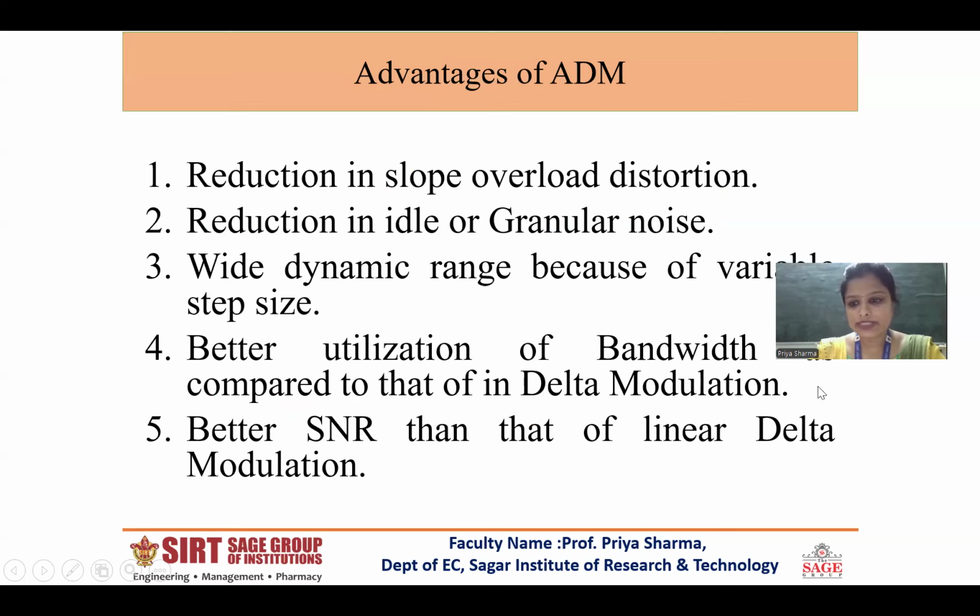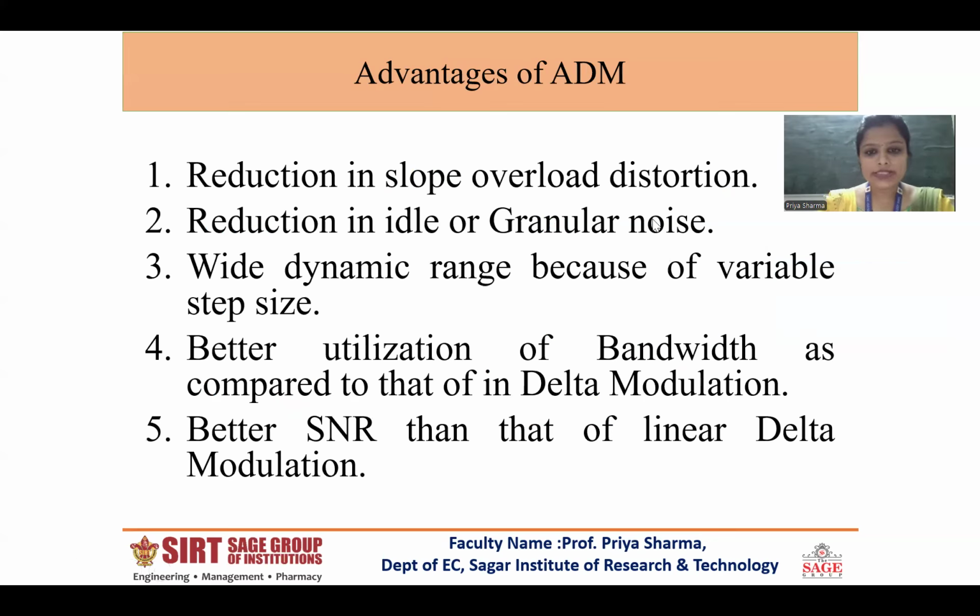Coming to the advantages: there is a reduction in slope overload distortion, as we discussed earlier. Reduction in idle or granular noise, as discussed earlier. Wide dynamic range because of variable step size. Obviously, it can increase its step size by 1.5. Better utilization of bandwidth as compared to that in delta modulation, and better signal to noise ratio than that of linear delta modulation. So we conclude this PPT here.